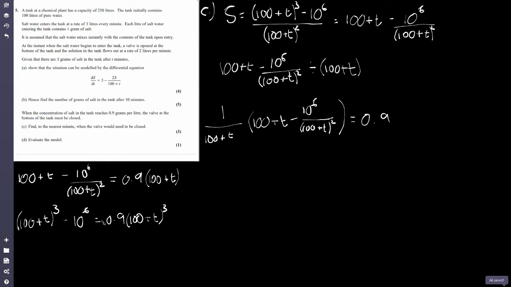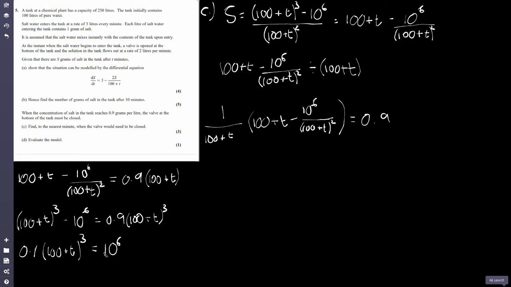Now we just need to keep simplifying. So I'm going to take this 10 to the 6 across here, so it becomes positive, and I'm going to take this 0.9 lots of this across, because this is one lot of it, this is 0.9 lots, we can just subtract it. So 1 lot of this minus 0.9 lots of it, so I'm going to get 0.1 lots of 100 plus t all cubed. This is going to be equal to 10 to the 6 now.